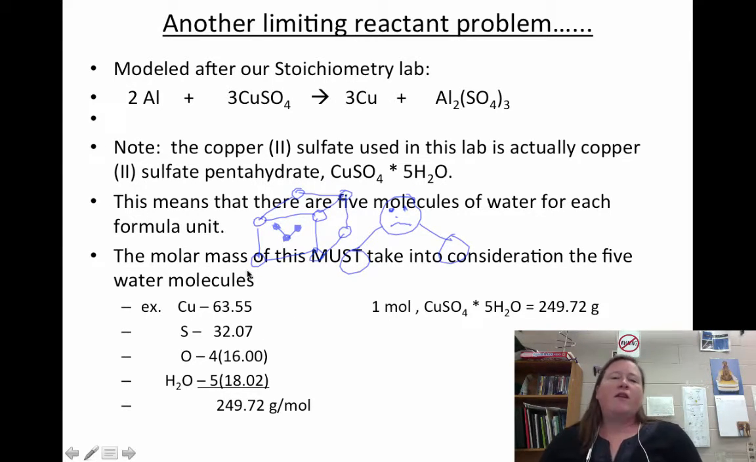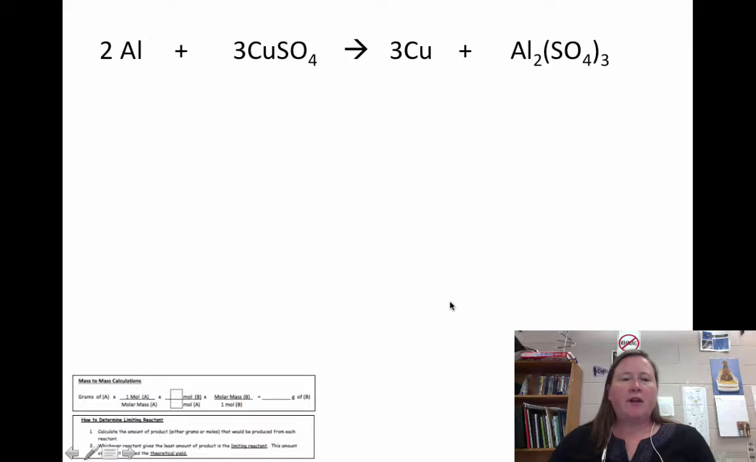It means that if we calculate the molar mass, we have to take into consideration the 5 water molecules. So our 1 copper, 63.55, sulfur, 32.07. We have 4 oxygens, giving us 16, and then the extra 5 water molecules for a molar mass of 249.72.